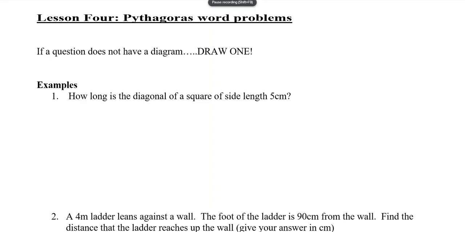So the tricky part is the very start, where you have to turn what is written in the question into a diagram that you can use Pythagoras' theorem on. And each question can be slightly different. So it does say here, if a question does not have a diagram, draw one! You always should have a diagram so that you can see what it is you are trying to find.